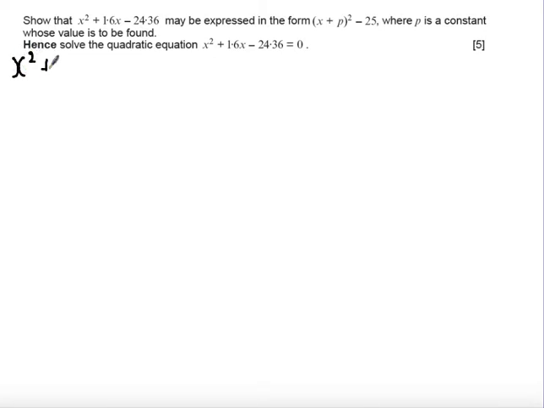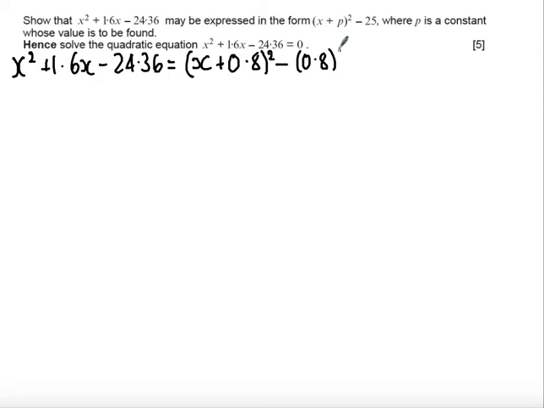x squared plus 1.6x minus 24.36 is equal to, completing the square, I've already got a single x term, so we can go straight into putting it into the bracket, half of the x coefficient, so half of plus 1.6 is plus 0.8, all squared, minus the constant inside the bracket squared, minus 24.36.